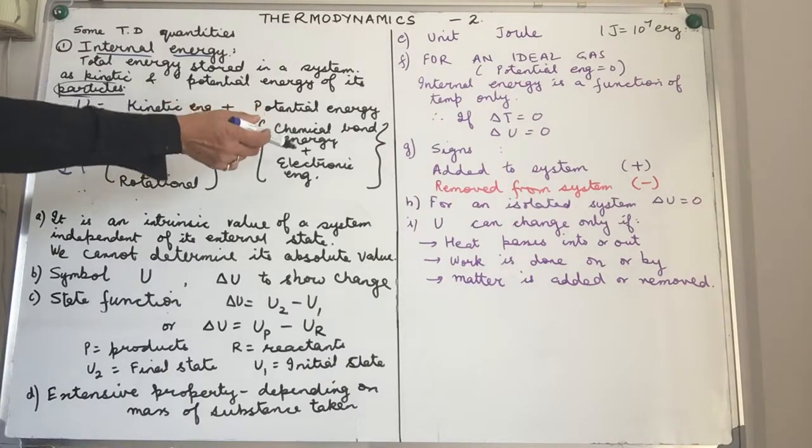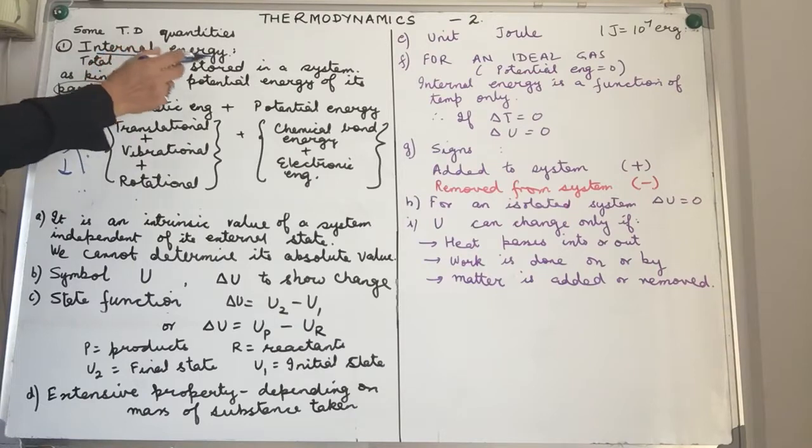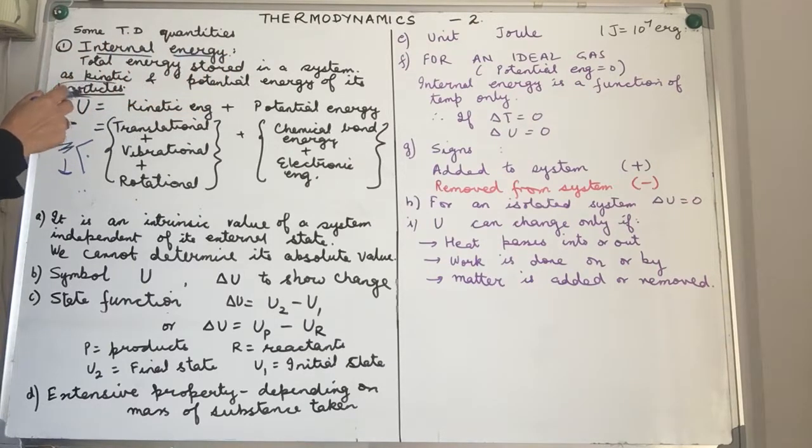So that could be bond energy, electronic energy, and all the other different forms of energy that we can think of. That means this is an energy associated on a microscopic level with the particles of a system. We define it as the total energy stored in a system as its kinetic and potential energy related to its particles.